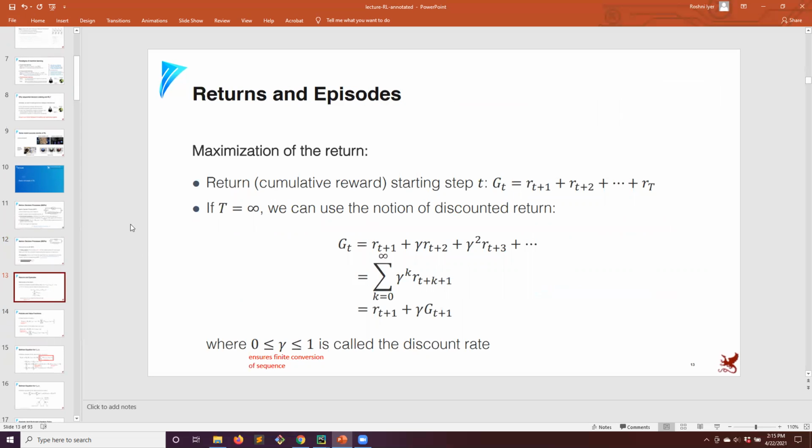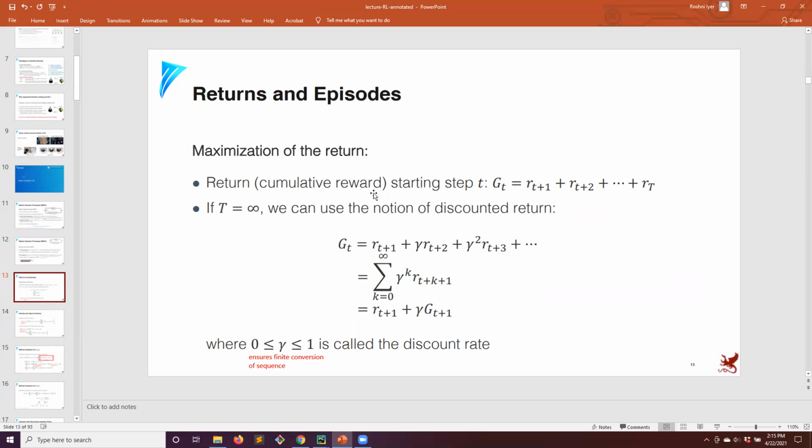And the goal of RL is that we want to maximize the return, or get the maximum possible cumulative reward. We can write that in the following way. Say we start at time step t, we can denote G_t to be the summation of all of the rewards from the current time step till the end of the horizon, which is capital T. And we want to make sure that this sequence converges to something finite.